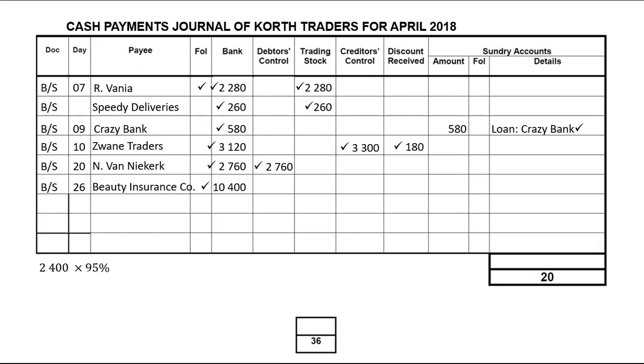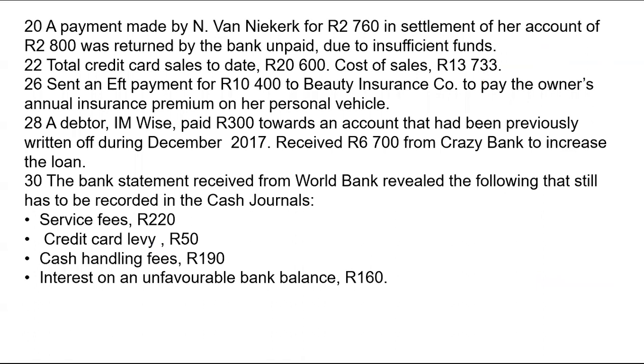No, it is incorrect, okay? Because this was for the owner's personal vehicle. Now, that is drawings. Anything for personal use is drawings. That's why we write that on the sundry accounts, right? Let's move on to the 28th.